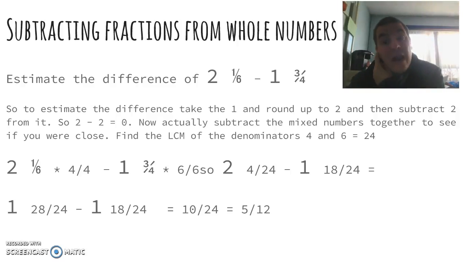6 over 12 is 1/2, so that's close to 0. So it's close to that estimate that we got. Okay, so 5/12 is the answer.